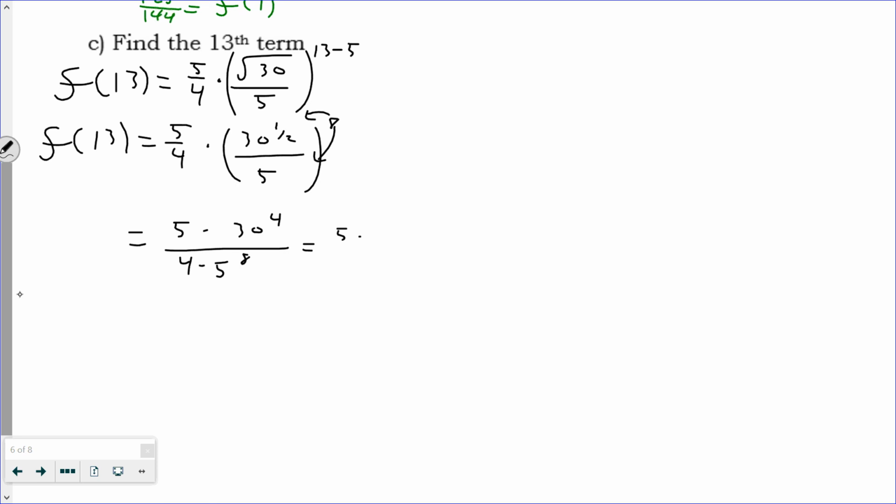So 30, that's going to be 3 and 5 and 2, right? 3, 5, 2. So 3 to the 4th times 5 to the 4th times 2 to the 4th. 4 is 2 squared, so 2 squared times 5 to the 8th.